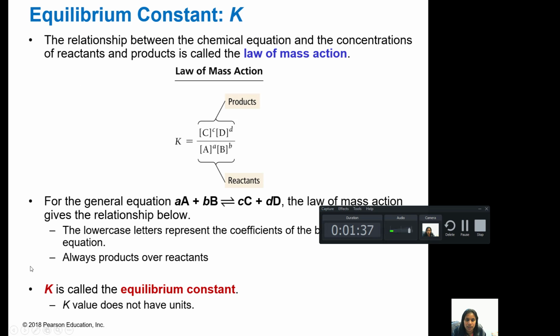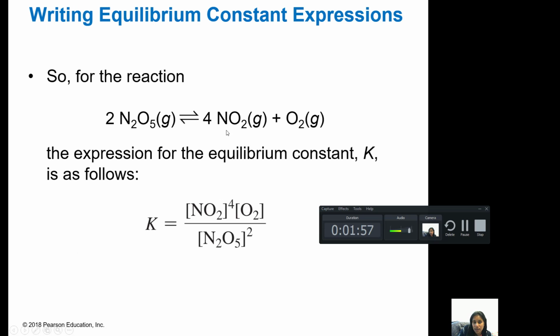So let's take this reaction. It's always products divided by reactants. We call K the equilibrium constant, and the brackets mean concentration: concentration of products over concentration of reactants. If you take this particular equation, these are the products: NO2 with coefficient 4, O2 with 1, and N2O5 with 2. And this is how you find the equilibrium constant for this reaction.